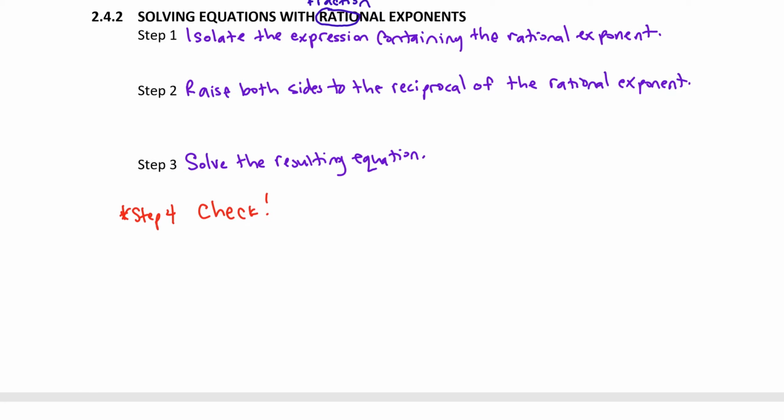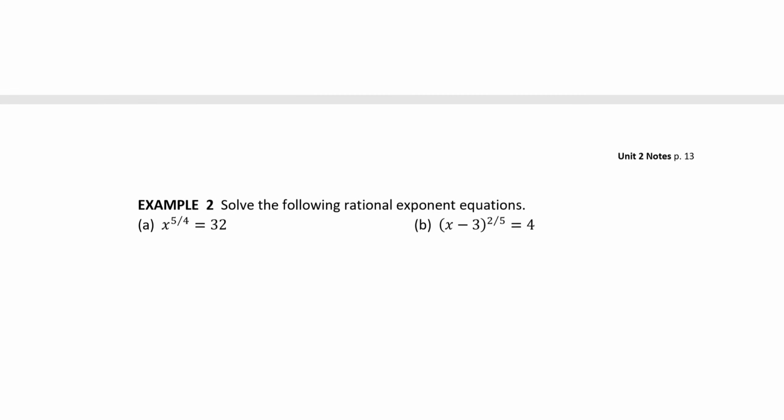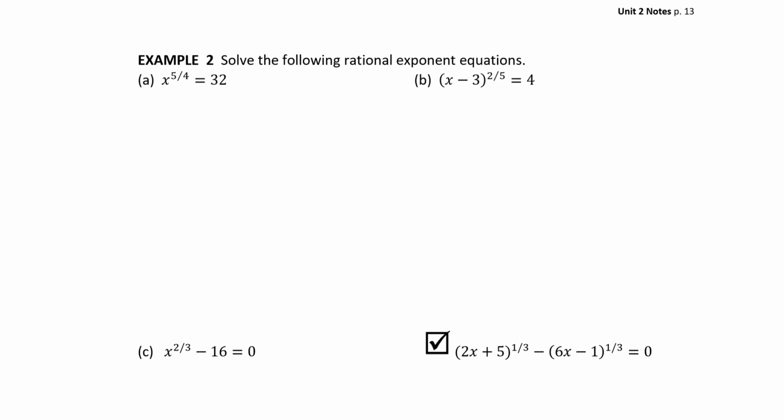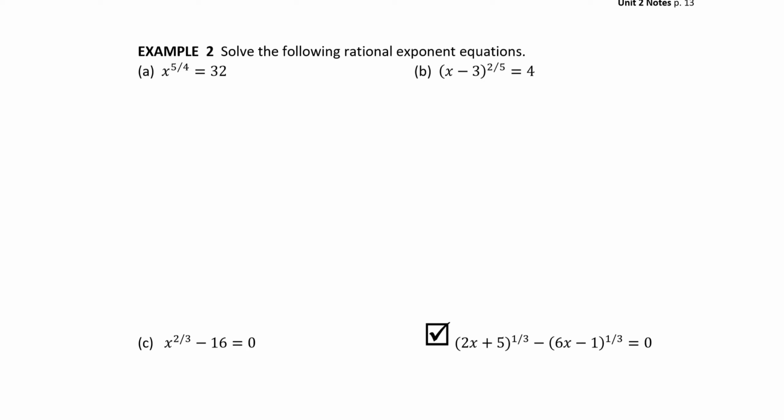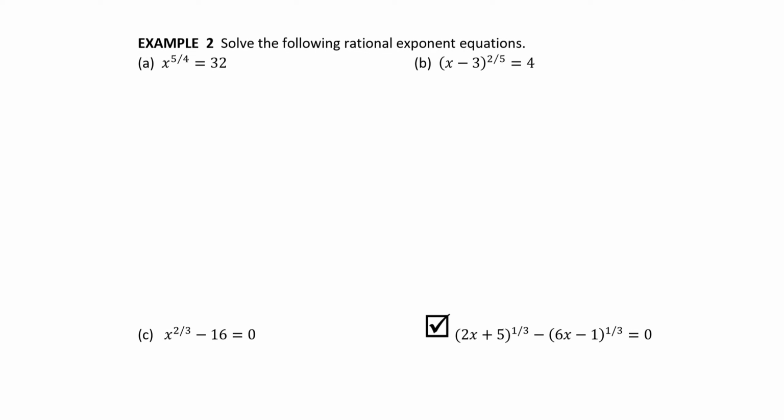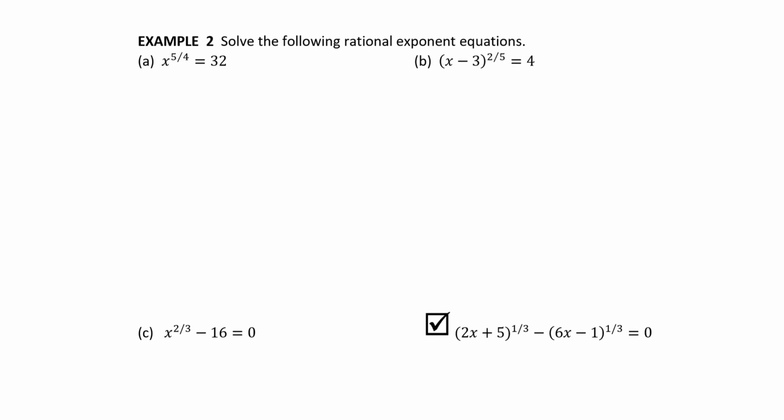So let's practice this algorithm on our first example. Example 2a, solve the rational exponent equations. The equation is x to the 5/4 equals 3/2. Notice the rational exponent part is isolated. So we are ready for step 2, where we raise both sides to the reciprocal of the rational exponent.